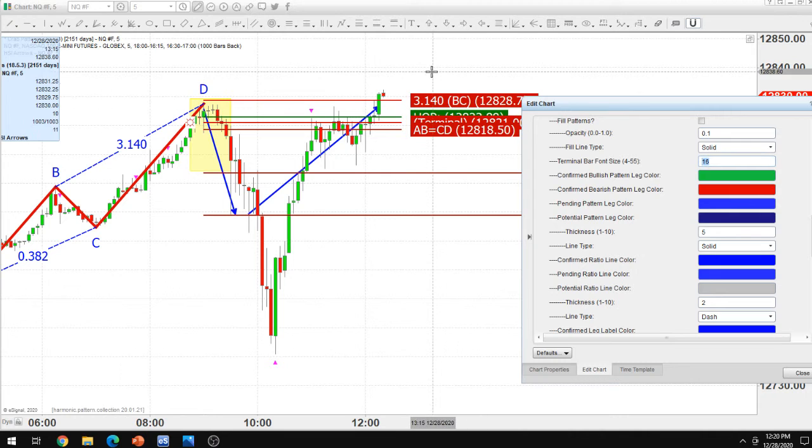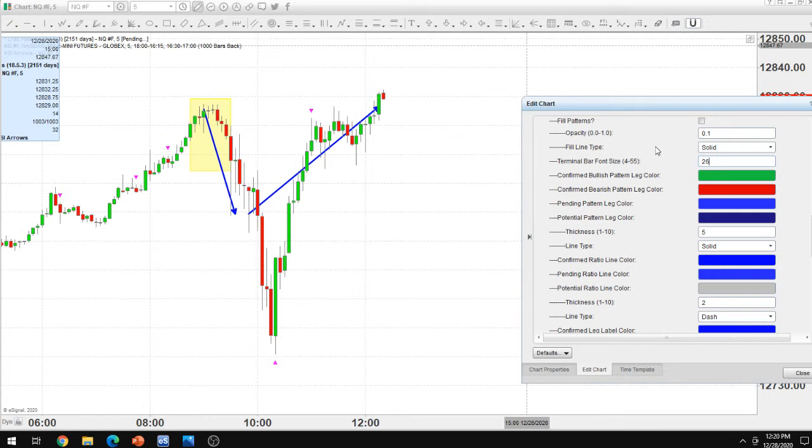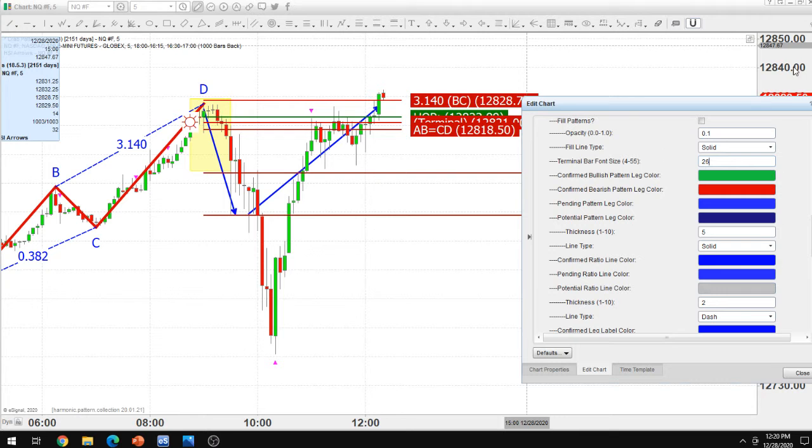And I'm going to increase the size of that terminal bar. And let's take a look at that. The terminal bar, if you're not aware of that, or if you're not aware of any of the terminology that I'm going to get into today, of type 1, type 2, terminal bar, let me know and give me a shout out.